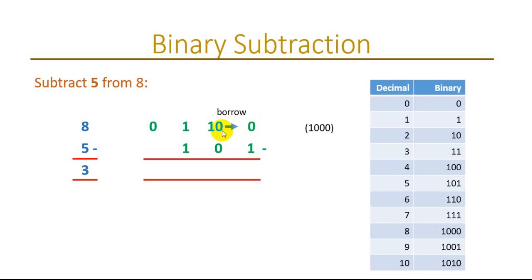So we need to borrow from this also. Now again this is 2. So from 2 we are going to borrow 1. This will become 1. From 2 we have borrowed 1, so this is now 2. So from 2 this has become 1, and the 1 borrowed comes here and this is now 2.